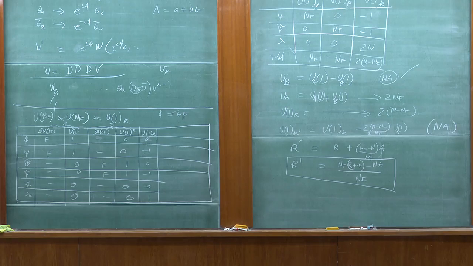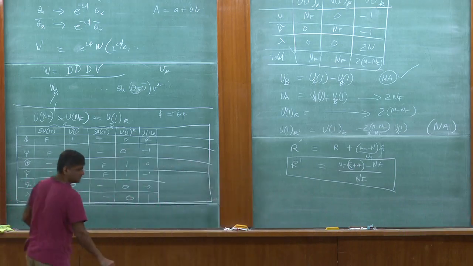Okay, so of the three U1s, one is actually anomalous, but two linear combinations are not. The two linear combinations are U1 baryon and this modified R symmetry. Now before we move on, let me check I've got this combination right.